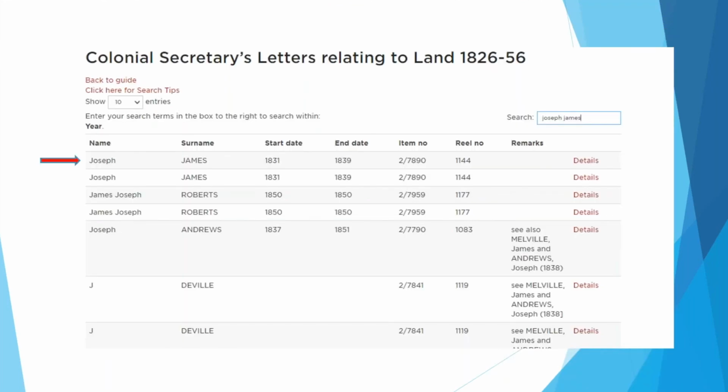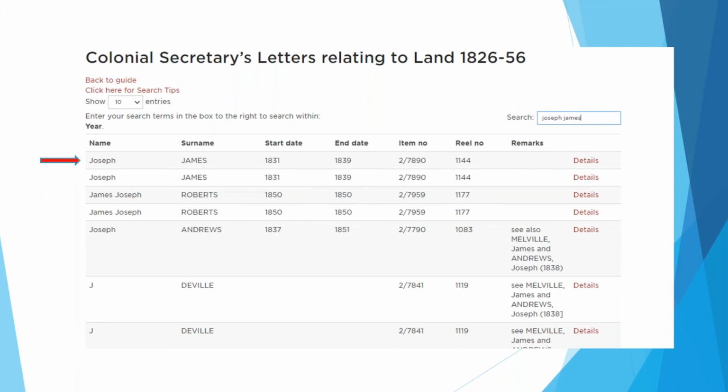Now, Colonial Secretary's letters re land are a little bit different. They don't actually show if the person was in the military. So in this case, you may have to be looking for someone who you think was a soldier, and then check this index. So in this index, we'll look at the entry for Joseph James. So you can see the index shows the start date of the correspondence and the end date of the correspondence. So Joseph James's correspondence is between 1831 and 1839.